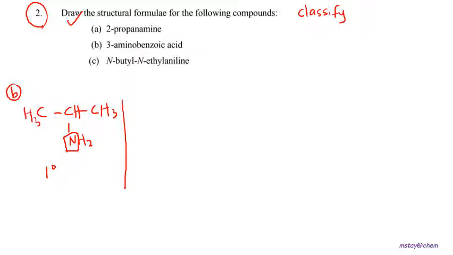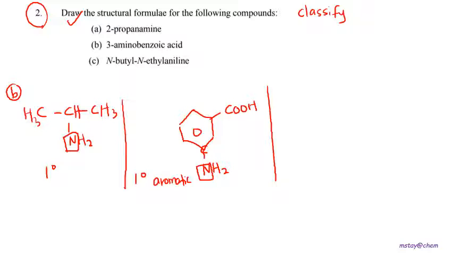Okay, B, we have benzoic acid as the parent, so we draw the benzoic acid first, COOH, and then the third carbon will attach to the nitrogen, NH2. In this case, again, the nitrogen is bonded to 1 carbon, so it's primary. At the same time, the nitrogen is bonded to the benzene ring, so it is considered a primary aromatic amine.